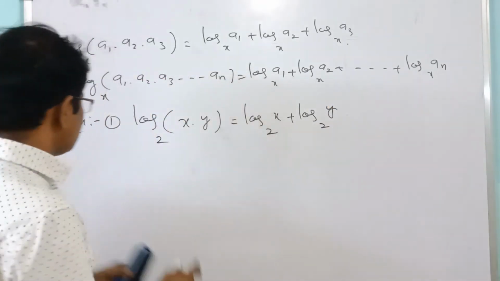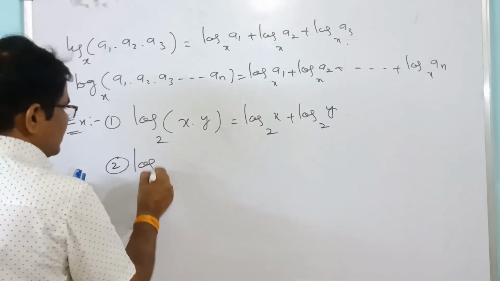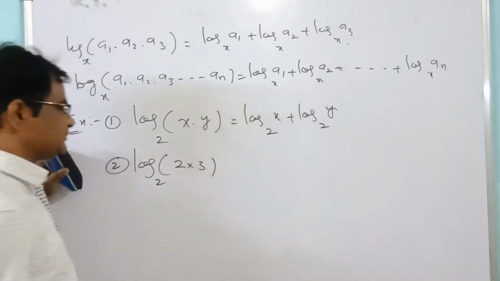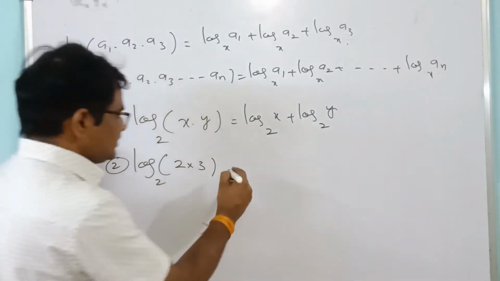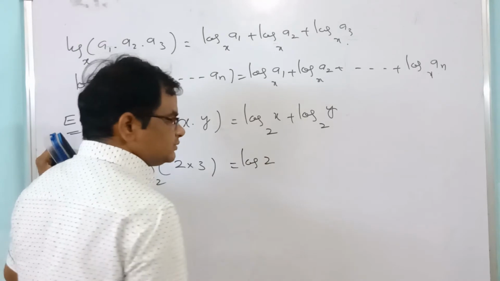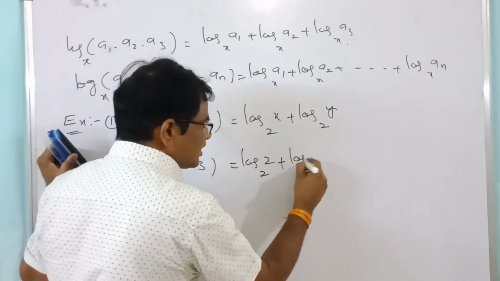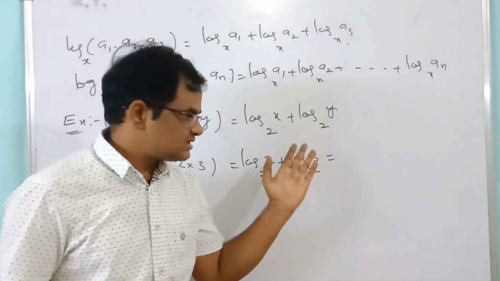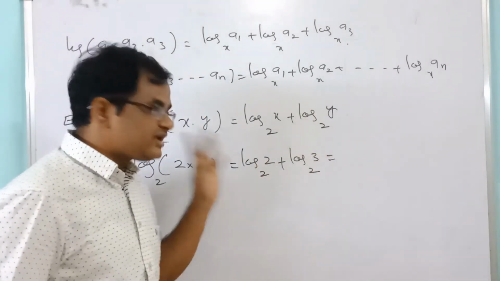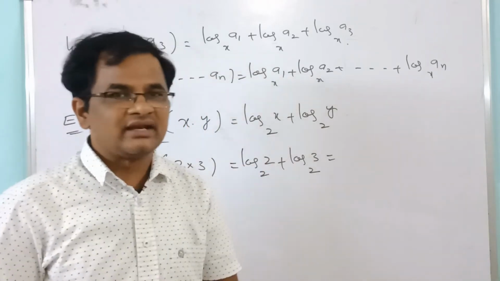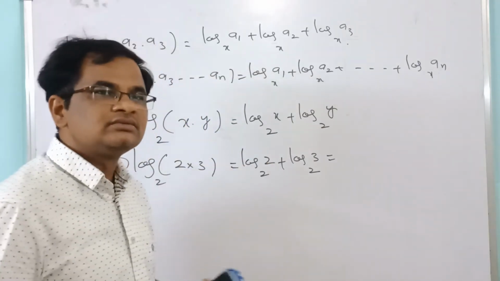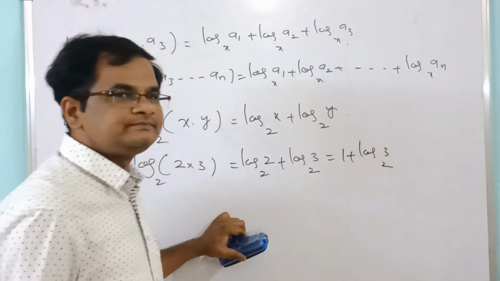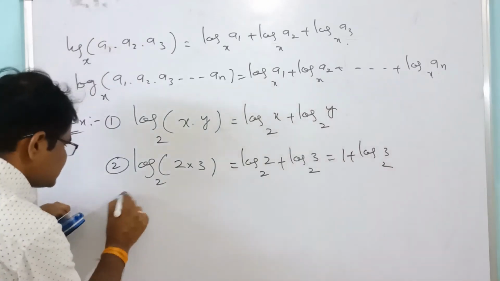Next, one more example. Log of 2 into 3 to the base 2. How to write? Log of 2 to the base 2 plus log of 3 to the base 2. Again it can be written as, now previous three conditions, log 2 base 2, log a base a is 1. So log 2 base 2 is 1. 1 plus log 3 base 2. Can you write?